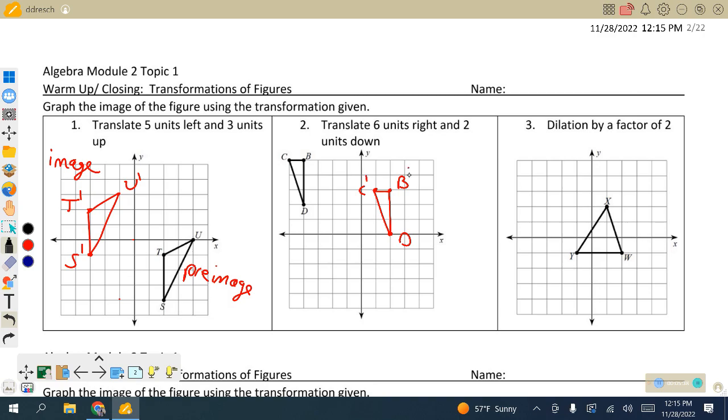And then how do I know the difference between the image and the pre-image? The images get the primes. The pre-image does not get that. It's small parts of vocabulary. But as you roll into geometry next year, we're going to use that vocabulary. Okay. Now, let's take a look at the last one here. It doesn't say translate. It says dilate by a factor of 2. So I always ask my kids in geometry, when I say the word dilation, does anything come to mind when you hear the word dilation?